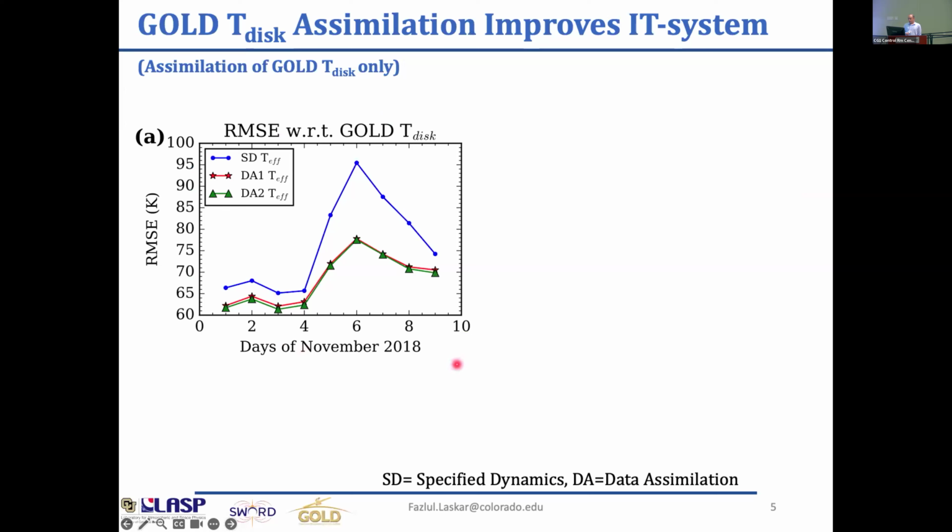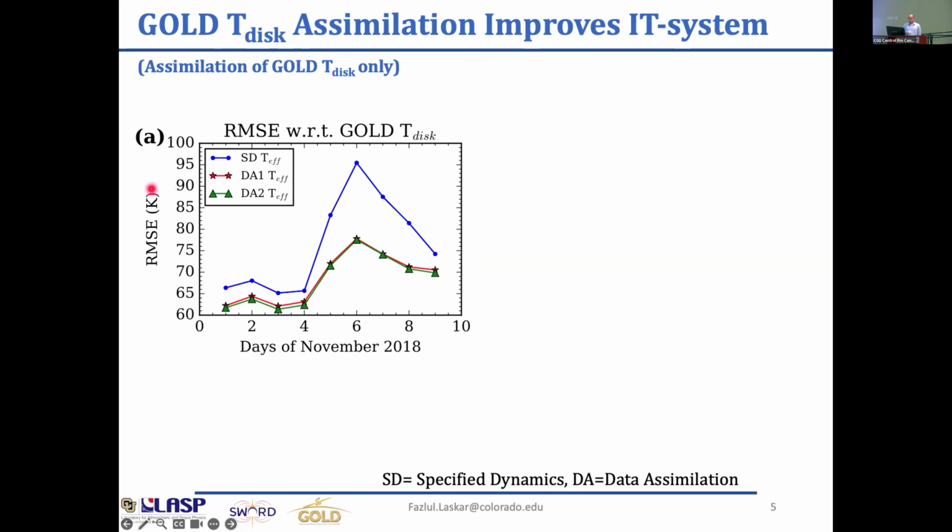And here I am showing an example of assimilation of gold temperature. And this is an actual assimilation, not a synthetic data assimilation. So initially we did a synthetic data assimilation and we checked that the system works fine. And then we did an actual assimilation.